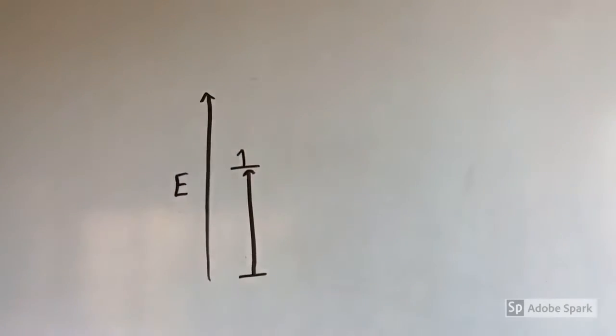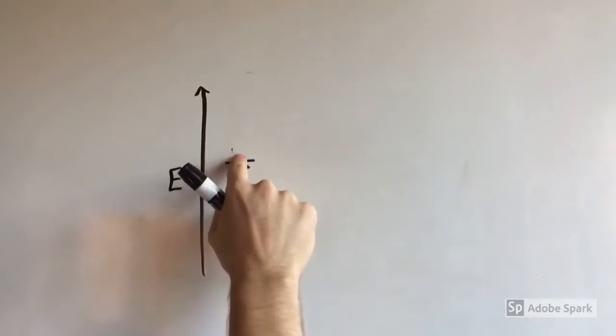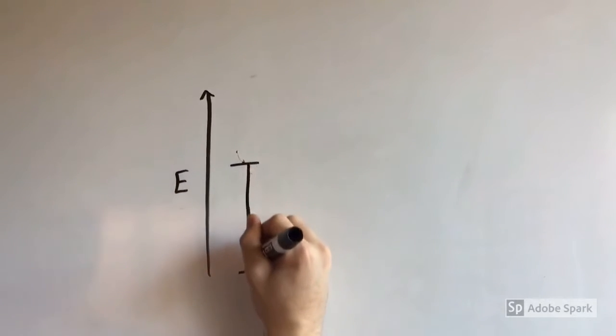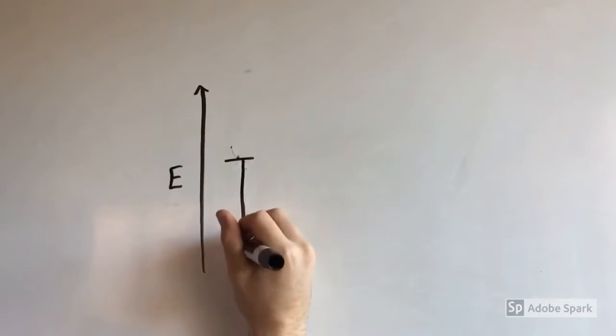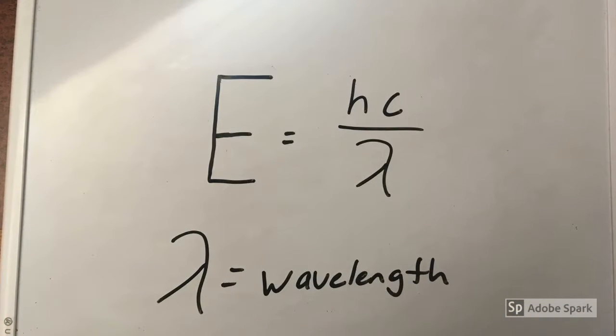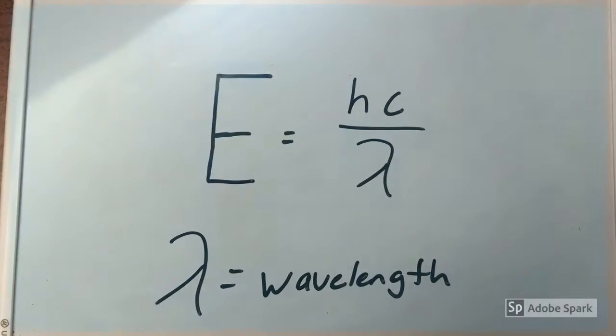Remaining at the higher energy level is energetically unfavorable, so the electron relaxes to a lower energy level, releasing energy in the process. This energy is released in the form of light. The amount of energy released is inversely proportional to the wavelength of the photon released.